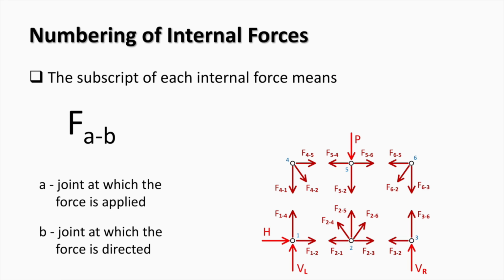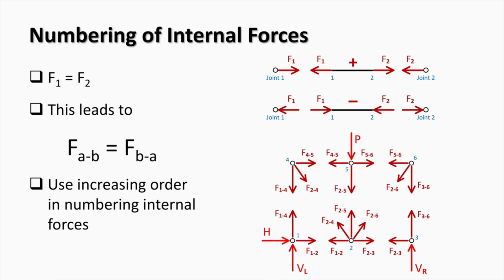In the notation of internal force, the first number in the subscript represents the number of the joint at which the force is applied, and the second number is the joint at which the force is directed. Since each truss member applies the same force on both of the joints it connects, the order of numbering in the notation of internal forces is not important. For convenience, it can be suggested to use increasing order in the numbering of all internal forces in a truss.